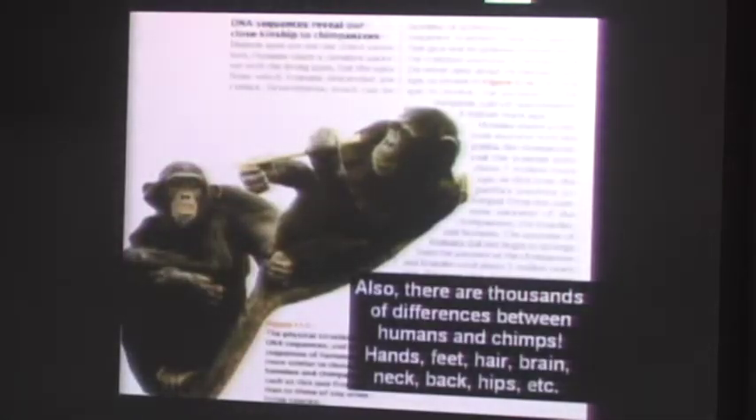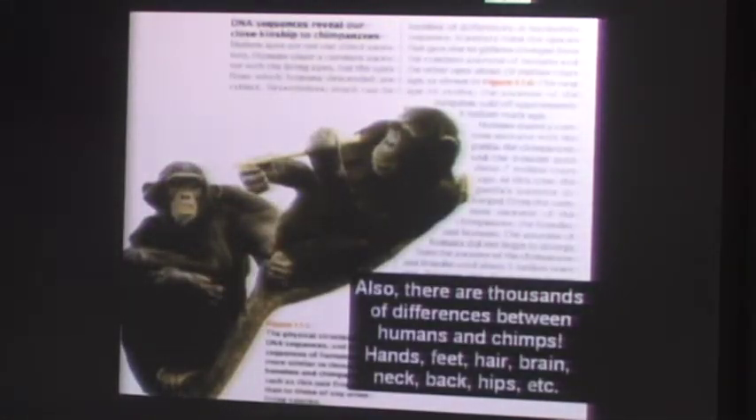There's 1,000 things that make your car quit running. Probably 10,000 ways to stop a car from running. Shove a potato in the exhaust pipe. Watch what happens. I don't want to give you any more ideas, okay? But there are thousands of differences between humans and chimpanzees.